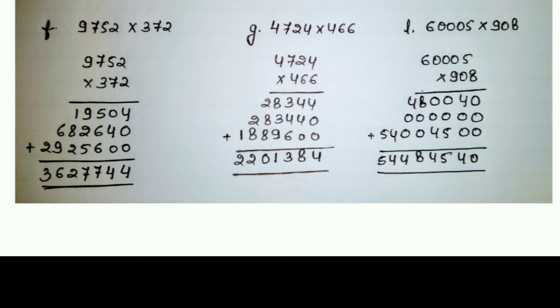Clear? Next, these are the questions of 3-digit numbers. Here we have not done it like step 1, step 2, step 3. It is the same, but in this one we have solved this question directly. So first multiply by 2, this answer, then multiply by 70, this answer, then multiply by 300, so we get this answer. After adding all this, we get 362774. So the rest of the questions, just go through once, and the remaining questions do it yourself in your notebook.